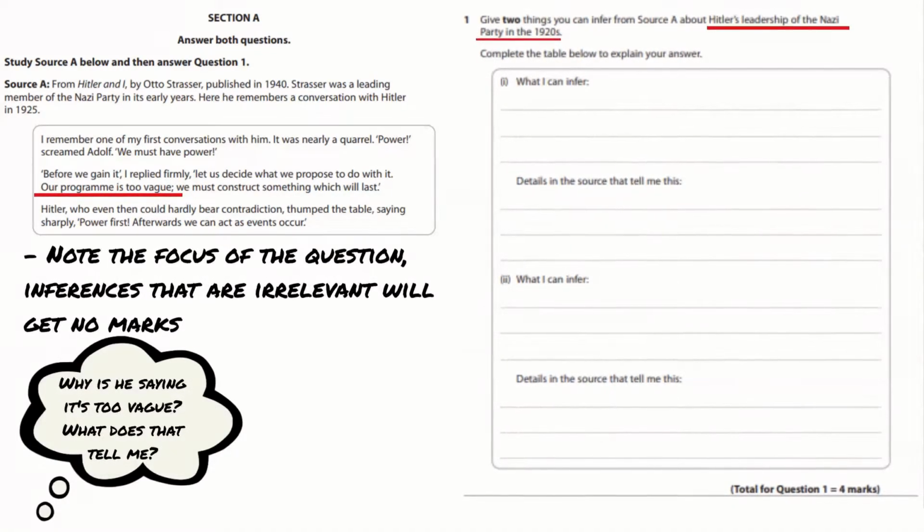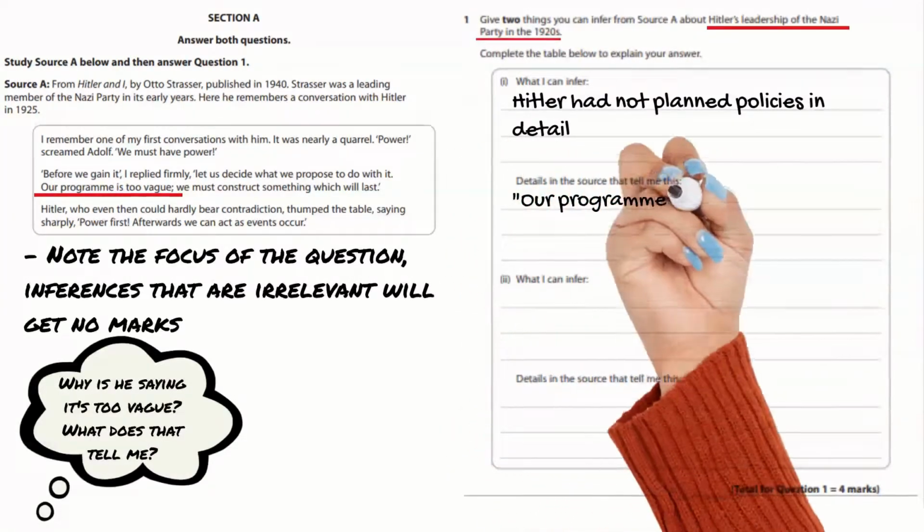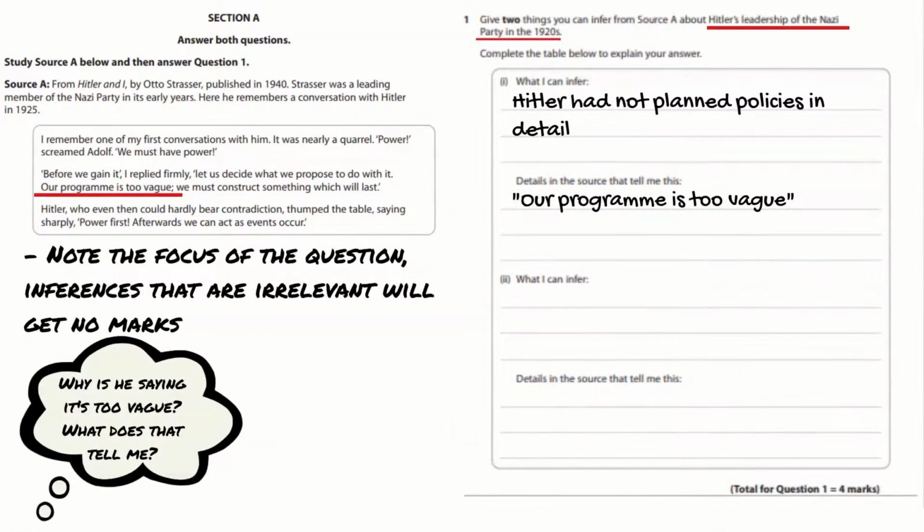Either of these are valid inferences, so we can write in our table, Hitler had not planned policies in detail, into the first box, and then the second section I'm going to just add the direct quote from the source which led me to this inference, "our programme is too vague." This links to Hitler's leadership because it suggests he's not planning his strategy carefully.